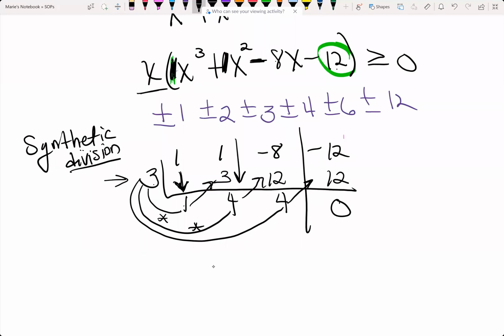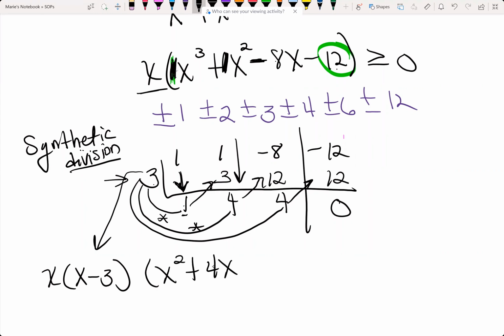I've already got an x, so I've got an x. I've got an x minus 3, which is basically the opposite sign of that number there. And I'm left with, now these coefficients are now x squared plus 4x plus 4. Okay, so these drop. Remember, this originally is an x to the 3, but you technically are dividing by an x, and this is actually x squared, x, and x to the 1 and x to the 0, which means that's now the new constant.